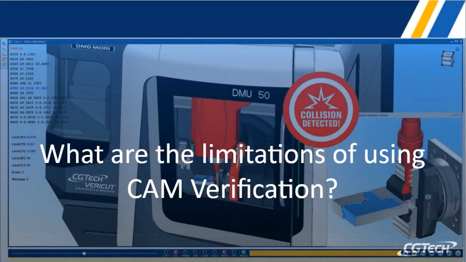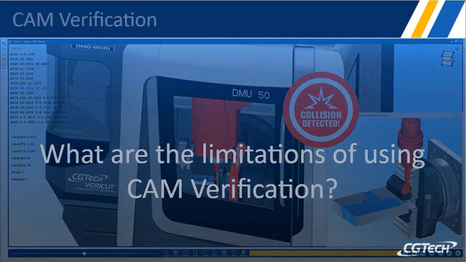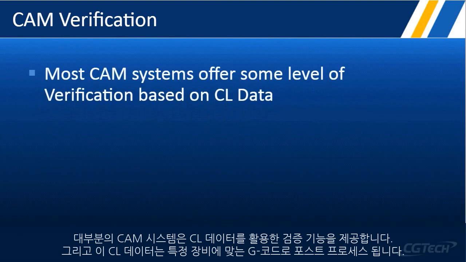What are the limitations of using CAM verification? So, getting into CAM verification. Most CAM systems offer some level of verification based on CL data. That's centerline data, cutter location data. It has quite a few names. It's debatable what its true meaning is.